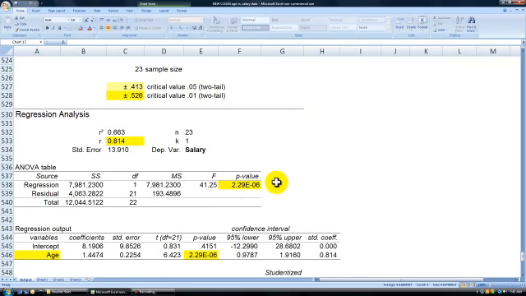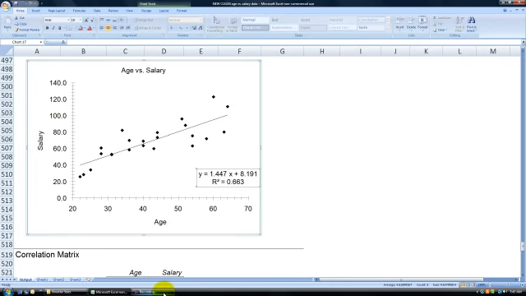Again, just take a look at the slides, and that'll be a review of what I just did, but now you see it on Excel output.